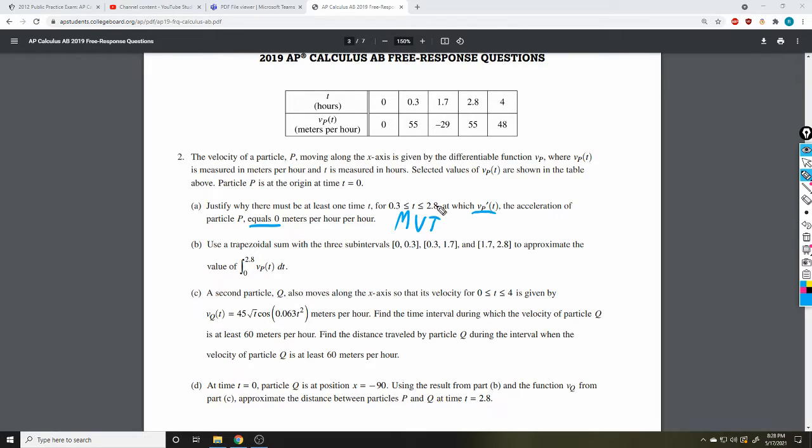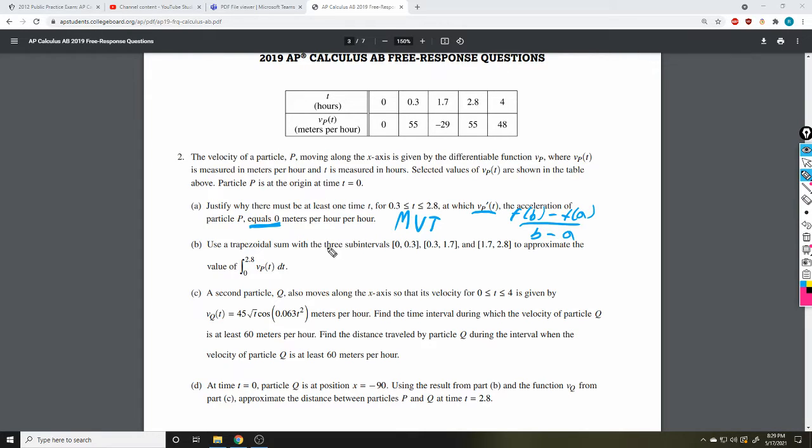So remember, for mean value theorem, you want to say that the function is continuous and differentiable, and then you want to do f of b minus f of a over b minus a. And hopefully what you get is that f of b minus f of a over b minus a is the value that it says it should be, which in this case is 0. So that's what you're going to see me do in part A. It's saying that the derivative equals the average rate of change somewhere in the interval.